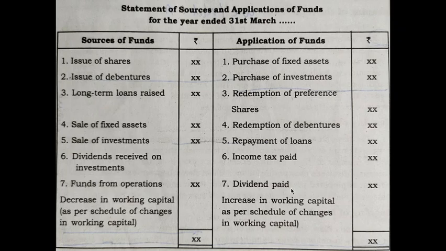Next one, dividend paid. See, it's a payment. That also comes here. And finally, it is increase in working capital as per the schedules. If you have got increase in working capital in step 1, that is schedule of changes in working capital, that amount has to be recorded here. If you are getting a decrease, that has to be recorded here. Since we are recording any of these items, which may any of the one only come in a question.